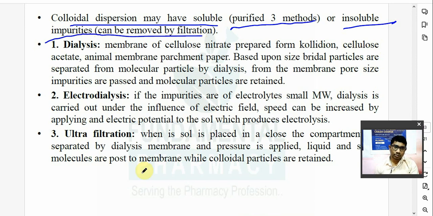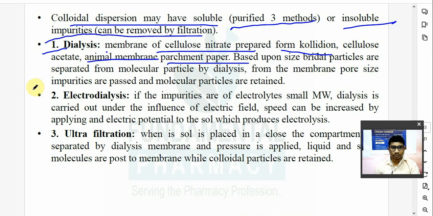three methods. So the first method for purification of colloid containing soluble impurity is dialysis. In dialysis, a semi-permeable membrane made from cellulose nitrate prepared from collodion, or membrane of cellulose acetate, or animal membrane like parchment paper, is used, based upon the particle size.